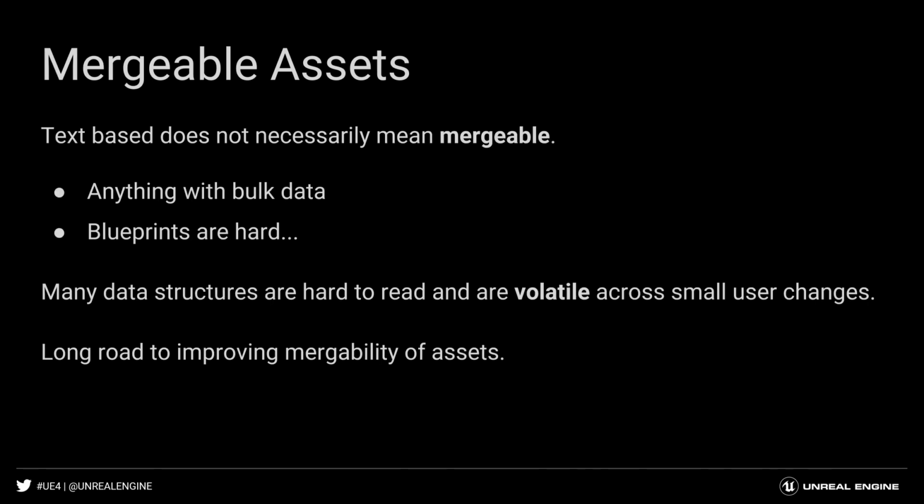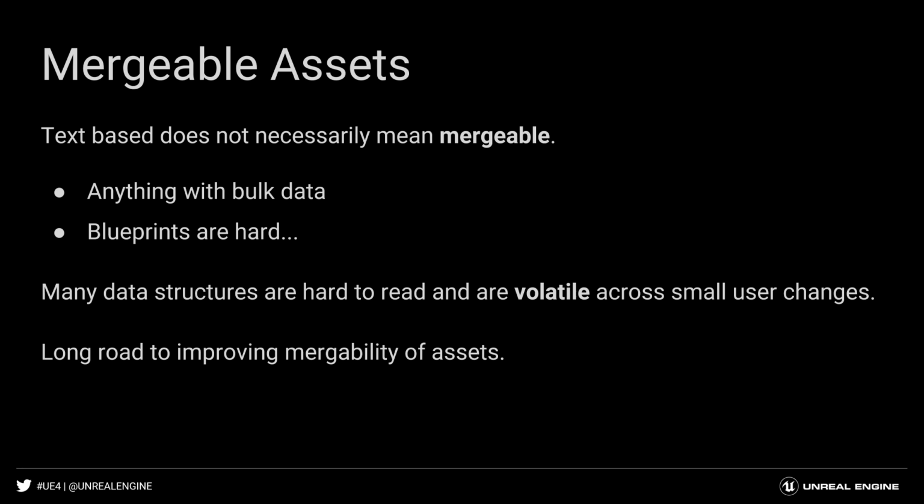But just because we've got a text-based asset, it doesn't mean it's going to be mergeable. For example, you can have a text representation of a texture that is a bunch of color value numbers. If you've got 2 of these and you have to merge them together, it doesn't really help. So anything with bulk data like a texture or an animation is going to have data that isn't necessarily going to be easily mergeable.